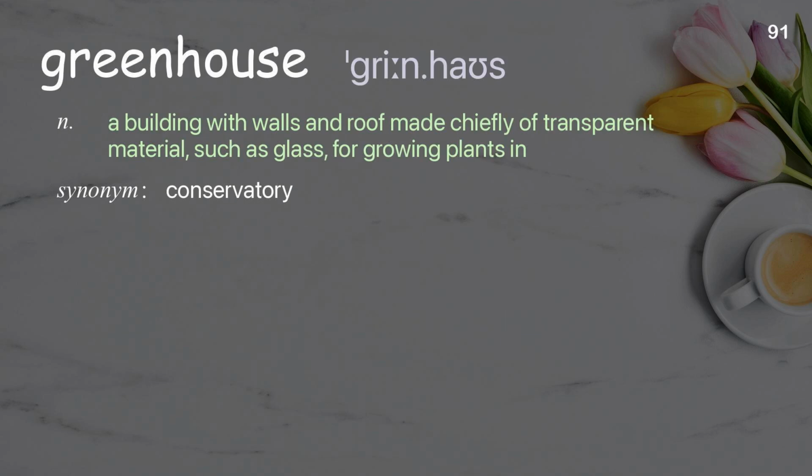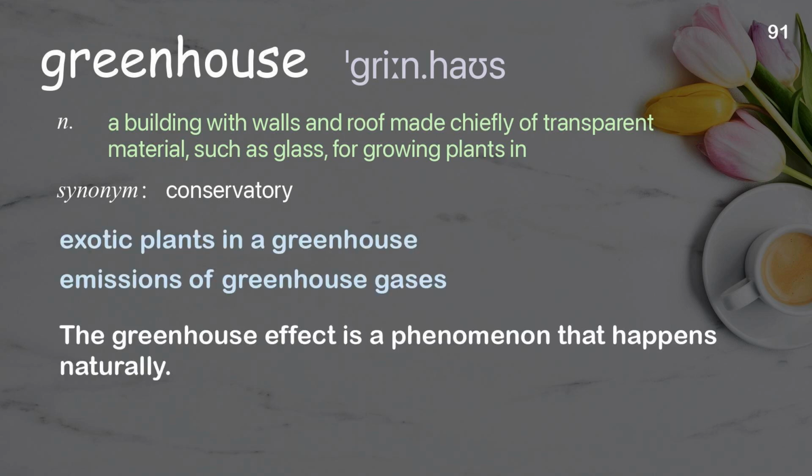Greenhouse. A building with walls and roof made chiefly of transparent material, such as glass, for growing plants in. Exotic plants in a greenhouse. Emissions of greenhouse gases. The greenhouse effect is a phenomenon that happens naturally.